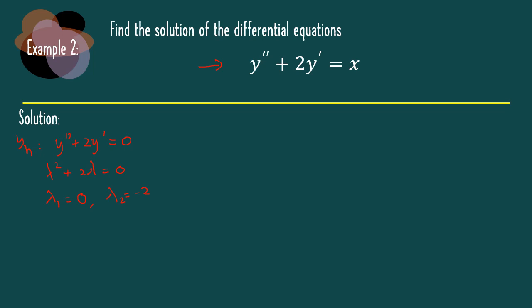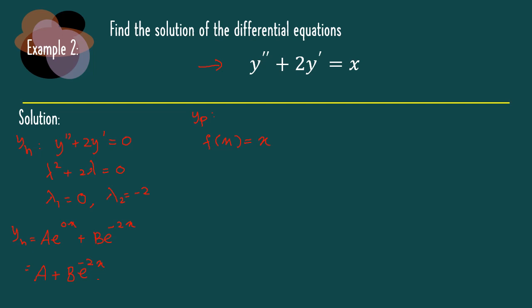Here we have two different roots. So our general solution for different roots, YH is equal to A e^0x plus B e^(-2x). Since e^0 is equal to 1, we have A plus B e^(-2x). Now, YP. YP based on our fx, which is equal to x. So this is a polynomial, x to the power of 1.